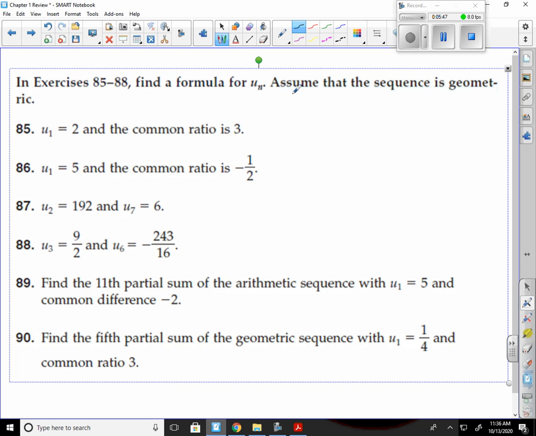85 through 88, we're finding a formula for u sub n, and the sequence is geometric. So you have u sub 1 equals 2, common ratio of 3. All you have to do is know the geometric formula. That's going to be u sub 1 times r to the n minus 1. Plug those in and you'll be set. For 87, you would work backwards. 88 the same. Finding the 11th partial sum, you need to know that formula that we have for an arithmetic sequence, finding the partial sums, and then for number 90, you need to know the formula for the geometric sequence.